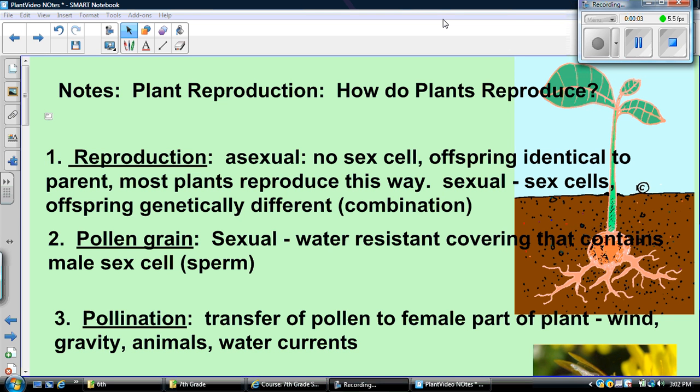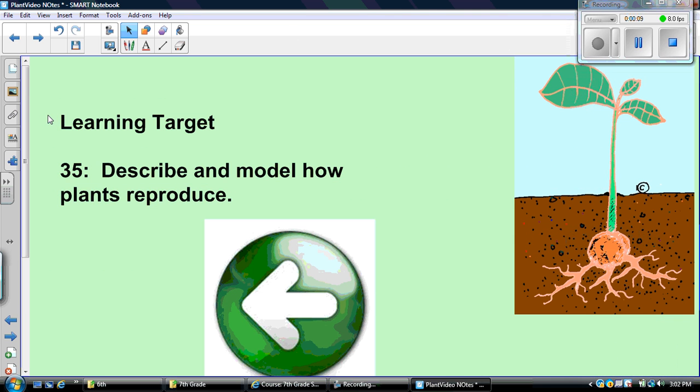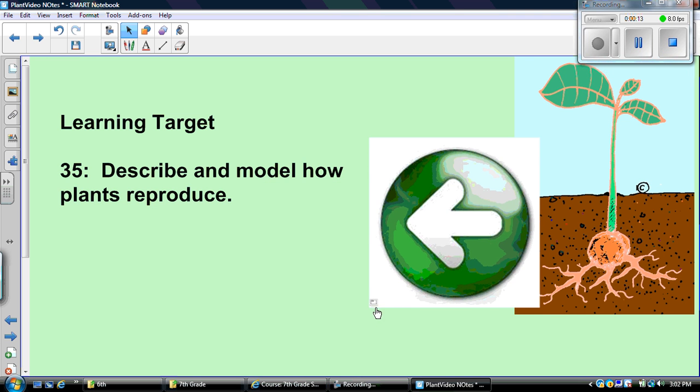Okay, the last thing we're going to talk about in regards to the kingdom plants is how plants reproduce. So this is learning target 35: describe and model how plants can reproduce.